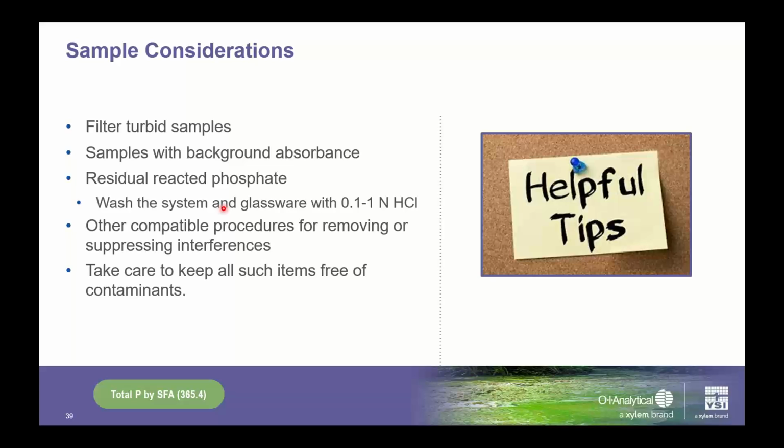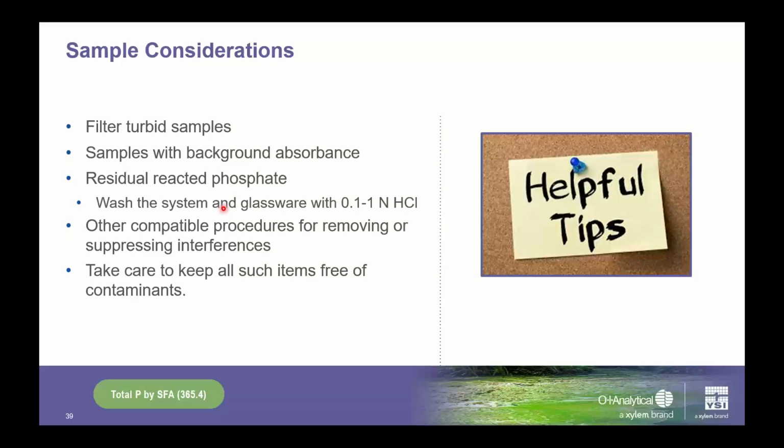Now, something that is really, really important, and we want to emphasize this, is that phosphate is a very common contaminant of laboratory glassware. That's because we typically use a detergent when we wash glassware in the laboratory. That residual phosphate can really interfere with this assay. So you need to make sure that you have acid washed all of the glassware that's used in this method.